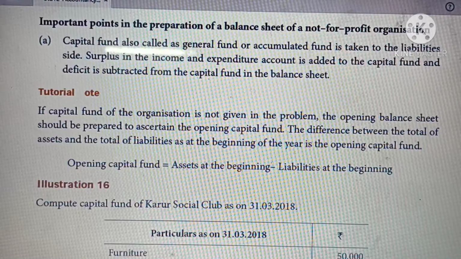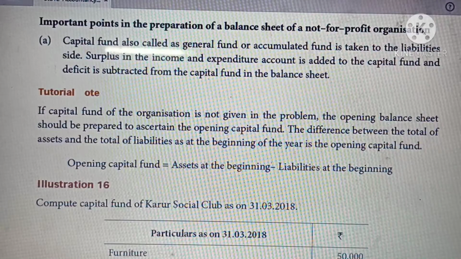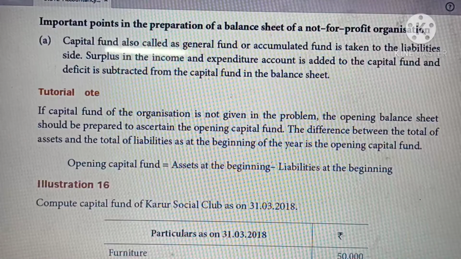Surplus in the income and expenditure account is added to the capital fund. Like deficits, if they are given in the income and expenditure account, that must be subtracted from the capital fund in the balance sheet. In a trading concern balance sheet, to the capital we have to add the net profit. If it is a net loss, then we have to minus it from the capital. Likewise, in a not-for-profit organization balance sheet, to the capital fund we add the surplus income. If there is any deficit, then we minus it from the capital fund.